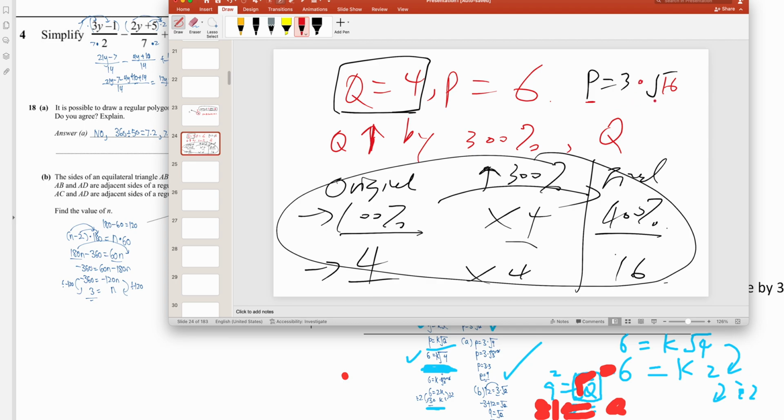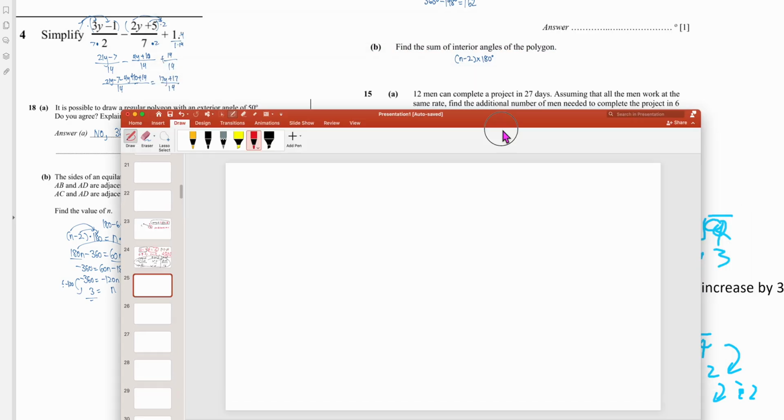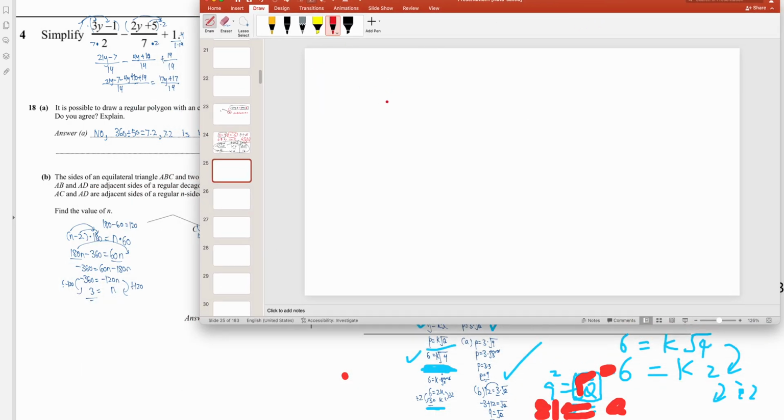So over here, can you figure out 3 times what? So P equals to 3 times what? 4. Okay, 4. So P is 12. So P start from what? 6. Then now it's 12. Right? So in a way, they ask for percentage change. What's the formula for percentage change, if you still remember? So start from 6 and 12. What's the formula?